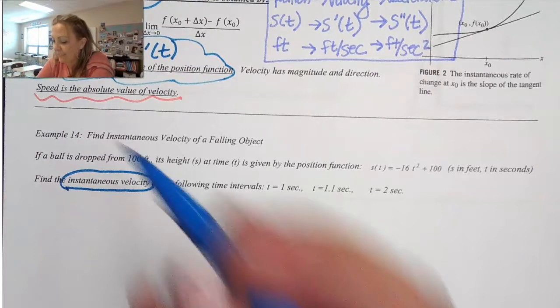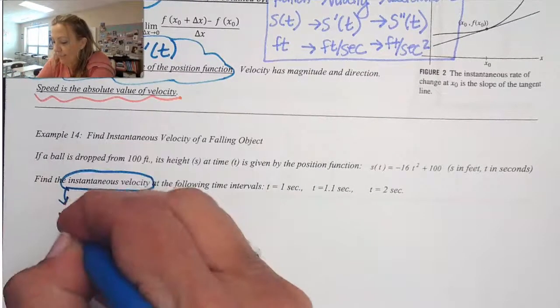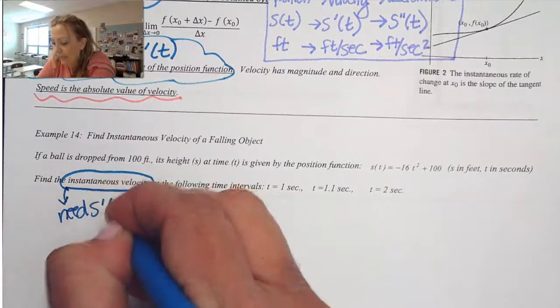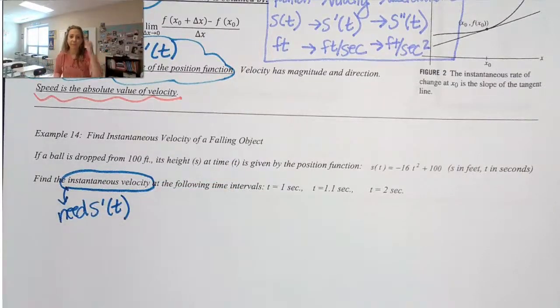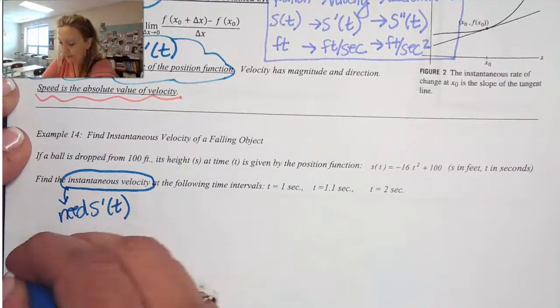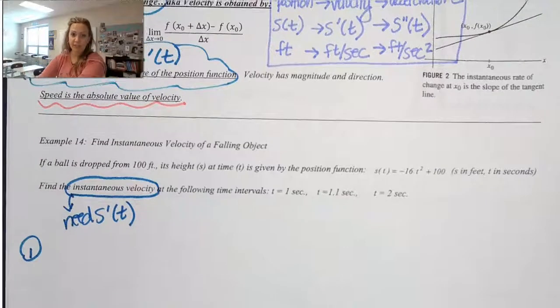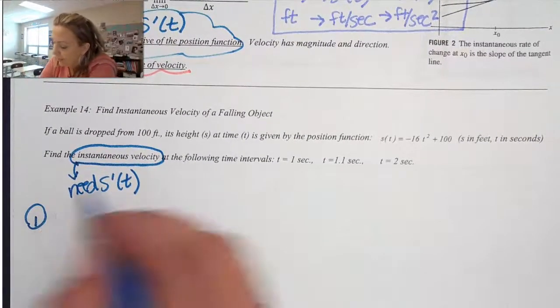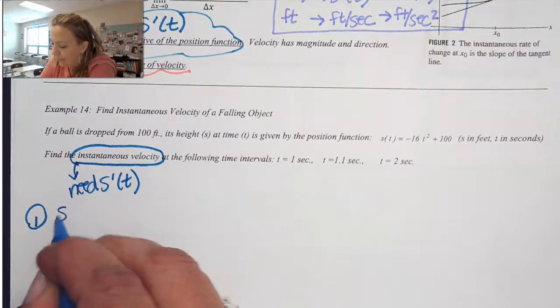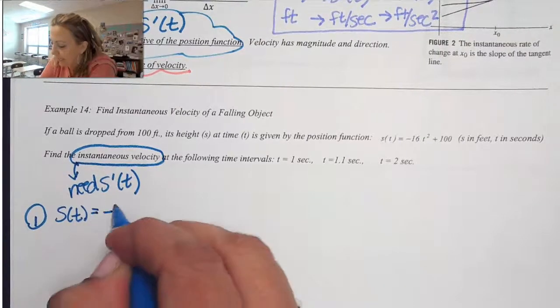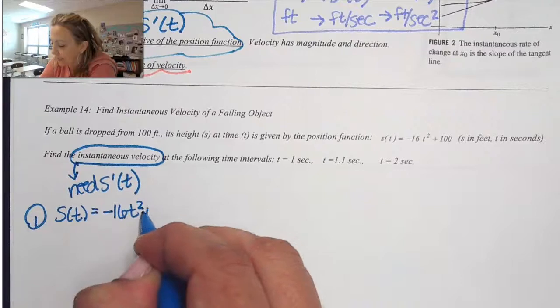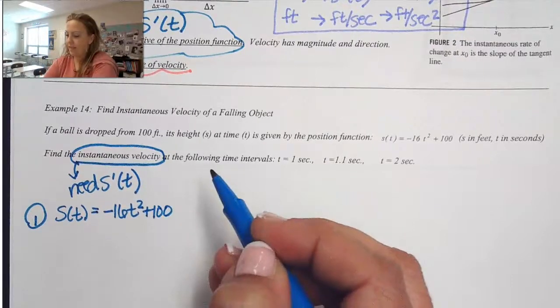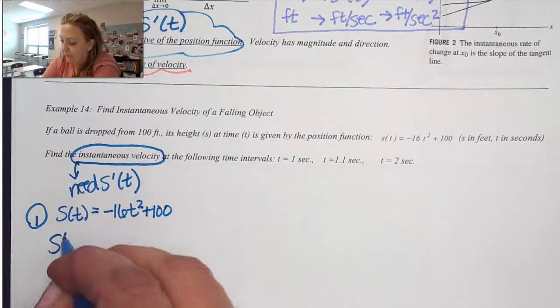So if we want the instantaneous velocity, what that means is that we're going to need our s prime of t. So let's find that s prime of t, okay? That will be what we do first. And so if I want s prime of t, I guess I'll write s of t. So here's s of t, negative 16t squared plus 100. Okay. Let's find s prime of t.